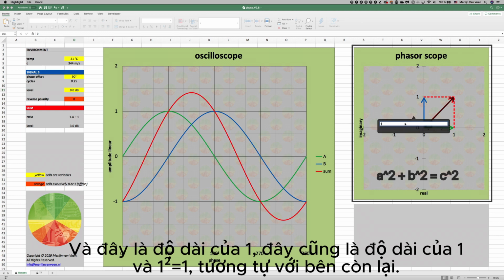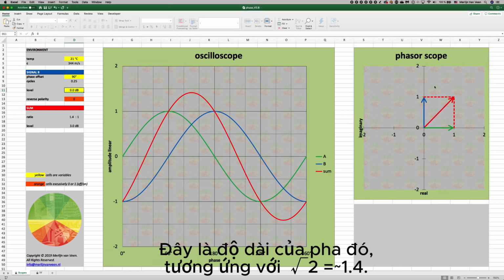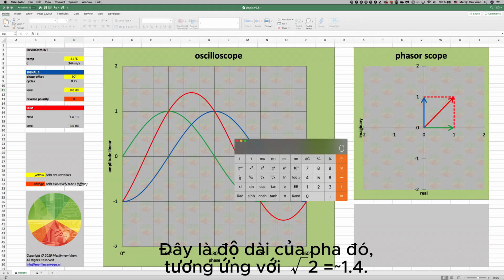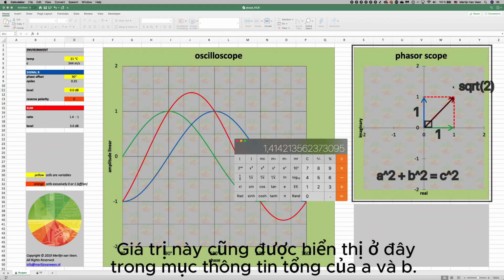And this is a length of 1, this is a length of 1, and 1 to the power of 2 equals 1, and the same goes for the other one. So the length of that phasor, the resultant, will be the square root of 2. And the square root of 2 happens to be 1.4. If we put that into a calculator, if we take the square root of 2 by pressing 2 square root, we indeed get 1.4. So there you see the proof of concept.